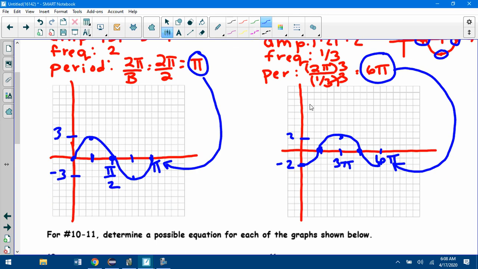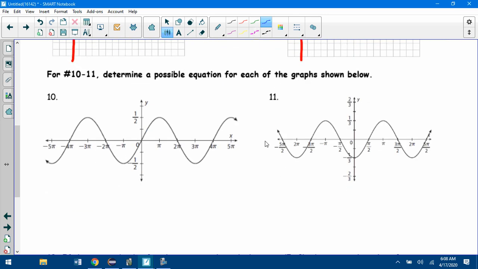The other thing I wanted to talk quickly about was this one down here, number 11. You always want to look at if you can find one cycle. So starting at 0, this one starts similar to the graph we just drew, below the x-axis. So the cycle ends right here.